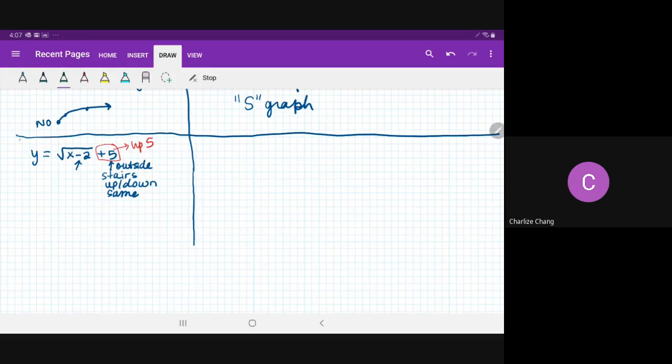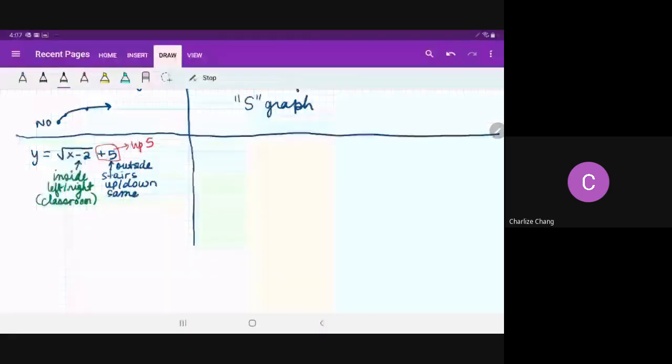Okay, what about the inside? You guys remember what we said for inside, the parentheses? Yep, inside was left and right, because we're in the classroom. Okay, now what happens when I walk this way or that way? Oh, this is perfect. On our video, same thing.